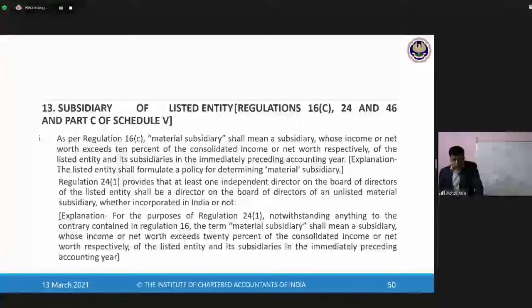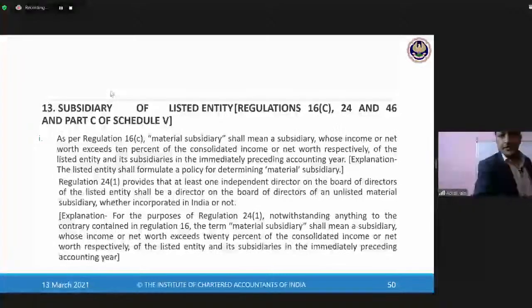Now, for the purposes of regulation 24(1), notwithstanding anything to the contrary contained in regulation 16, the term material subsidiary shall mean a subsidiary whose income or net worth exceeds 20% of consolidated income or net worth respectively of the listed company and its subsidiaries in the immediately preceding accounting year. So let's understand this criteria.